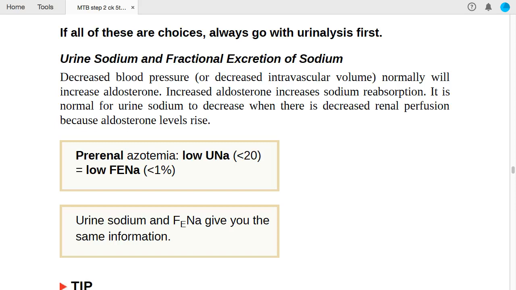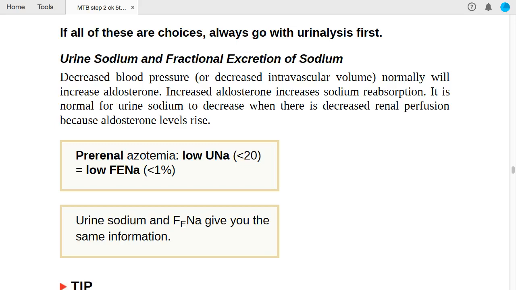Now, in pre-renal azotemia, there is low urinary sodium, less than 20, which is equivalent to low fractional excretion of sodium, less than 1%. Whenever there is pre-renal azotemia, with increased blood urea nitrogen plus creatinine, remember we have already done pre-renal, post-renal and intrinsic. In pre-renal, we are going to see low urinary sodium, which is equivalent to low fractional excretion of sodium. Urinary sodium less than 20 equals fractional excretion of sodium less than 1% in a case of pre-renal azotemia. Urine sodium and fractional excretion of sodium give you the same information because they are equivalent.